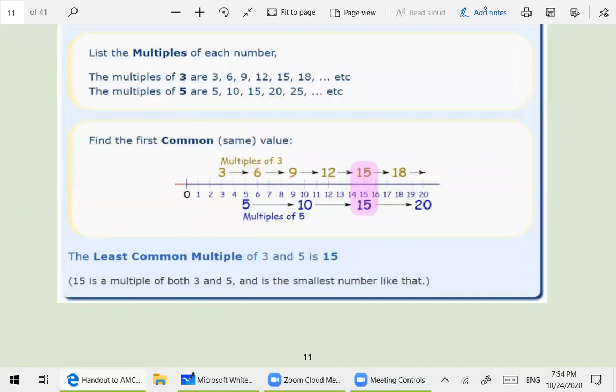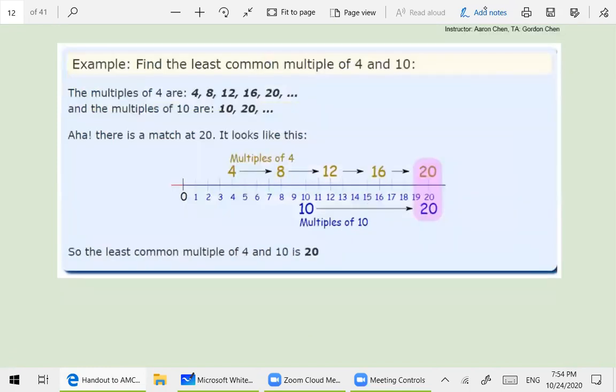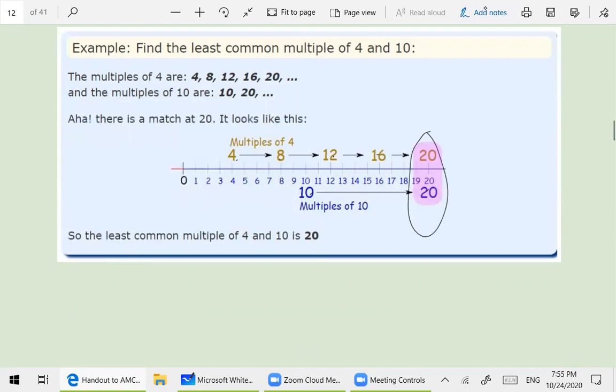The first example is of 3 and 5. Multiples of 3 are 3, 6, 9, 12, 15, and multiples of 5 are 5, 10, 15, and the smallest common one is 15. Another example is for 4 and 10. The multiples of 4 go 4, 8, 12, 16, 20, and the multiples of 10 go 10 and 20. So their least common multiple is 20.